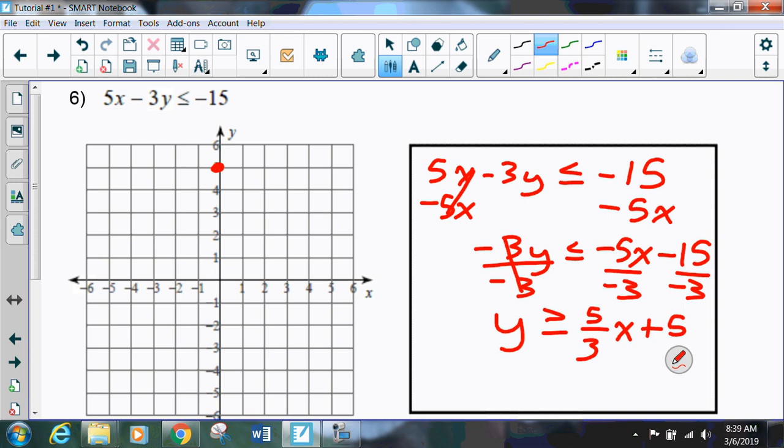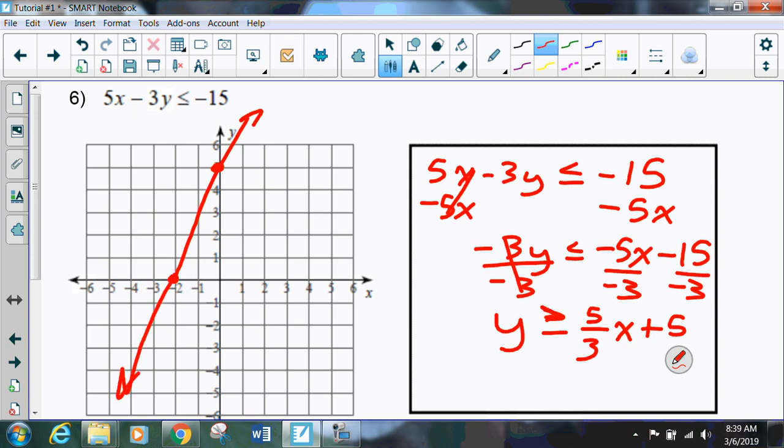So you know how we would go up 5 to the right 3? Well, let's do the opposite. Let's go down 5, 1, 2, 3, 4, 5, and to the left 3. When you do the opposite of your slope, instead of going up and to the right, if you go down and to the left, you still end up with a line that has the slope of 5/3. All right, so can I use a solid line to connect these 2 dots? Absolutely. All right, let's do the shading.